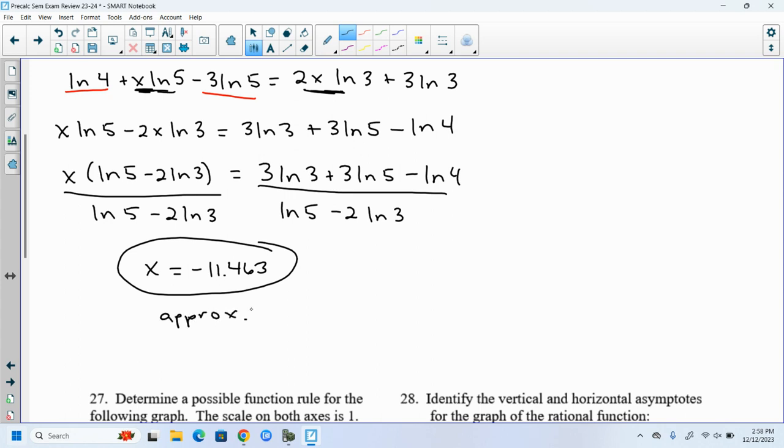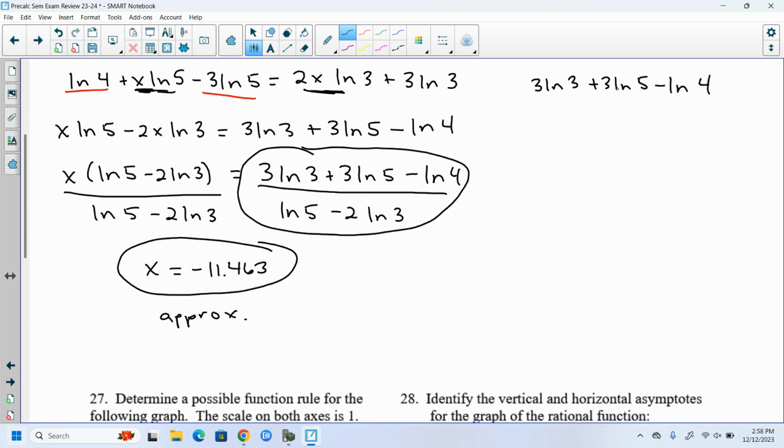All right, now let's get our exact. So we're going to start with this. We're not leaving that. We got to condense it. So we get 3 natural log of 3 plus 3 natural log of 5 minus natural log of 4 over natural log of 5 minus 2 natural log of 3. Okay, so we're going to condense the top. There's two separate problems. The top is one problem, the bottom is another problem. So you have the ln on top, ln on bottom. Take the constants out in front. In all cases, make them powers.